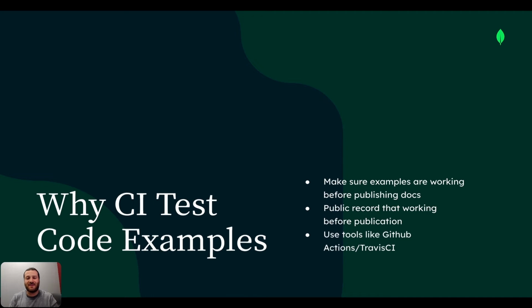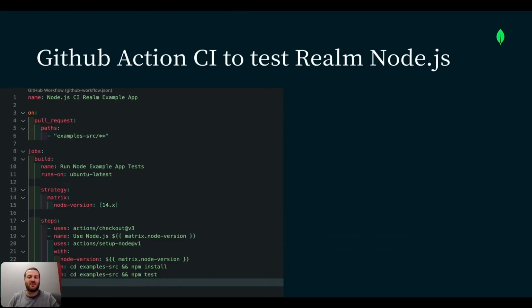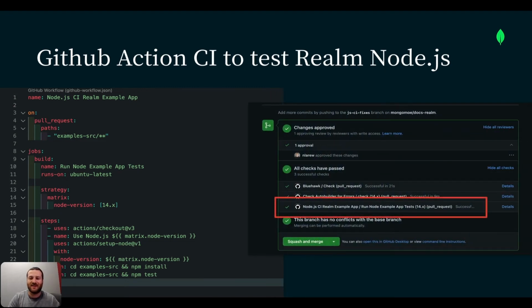And then, not for nothing, it's generally pretty easy to set up the continuous integration tests if you already have your unit tests, due to handy tools like GitHub Actions or Travis CI. Here, for example, is a GitHub action that tests that all of the unit tests from the Realm Node.js SDK are passing. Assuming they pass, we'll get a nice green check mark as we see here, letting us know that it is safe to deploy our changes and publish our docs. Woohoo!